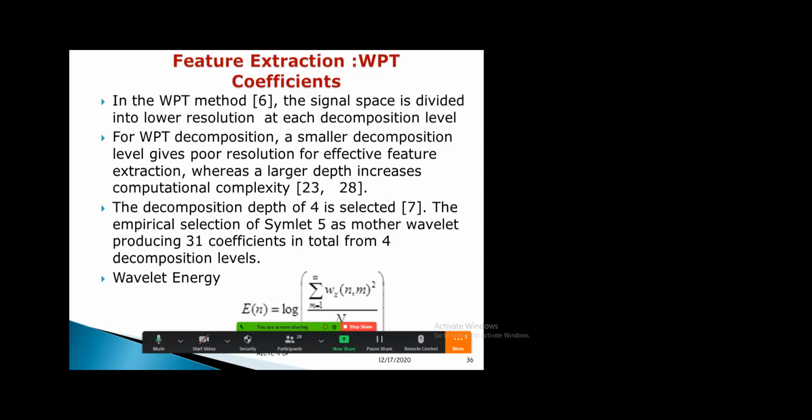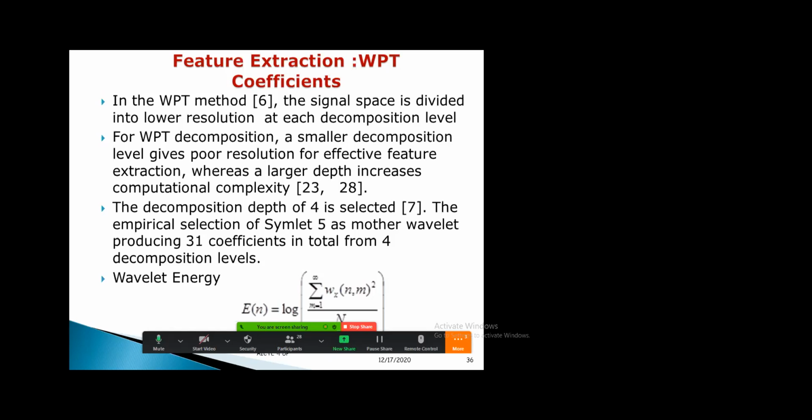In this case, the signal space is divided into lower resolution at each decomposition level. For WPT decomposition, a smaller decomposition level gives poor resolution for effective feature extraction, whereas a larger depth increases computational complexity. So we have to balance the computational complexity and the resolution that we get. A lot of study has gone behind this, studying papers to decide what depth we should go to, because many levels have been used, some have used 5. So we have stuck to a decomposition level of depth 4.